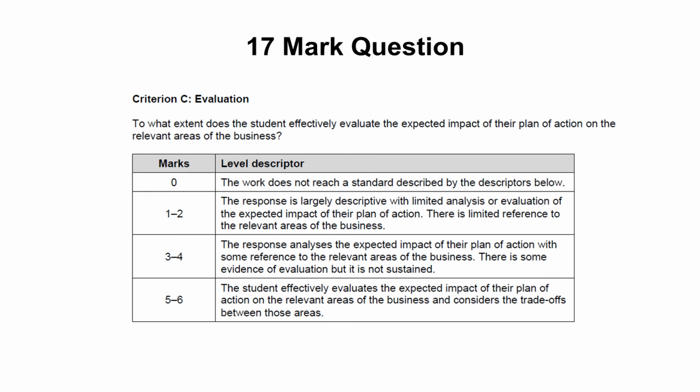Now, criterion C, evaluation. You need to balance; I say 5 to 6 there, the top grade boundary for this. Consider the impact of their plan of action on the relevant areas of the business. Consider trade-offs between those areas. So here's the strategy, here's the evidence why it works. However, here are the potential consequences, here are the possible trade-offs. If you're looking at Ansoff product development, Ansoff new market entry, where's the money coming from? Where are the sources of finance? There we go, there's a trade-off.